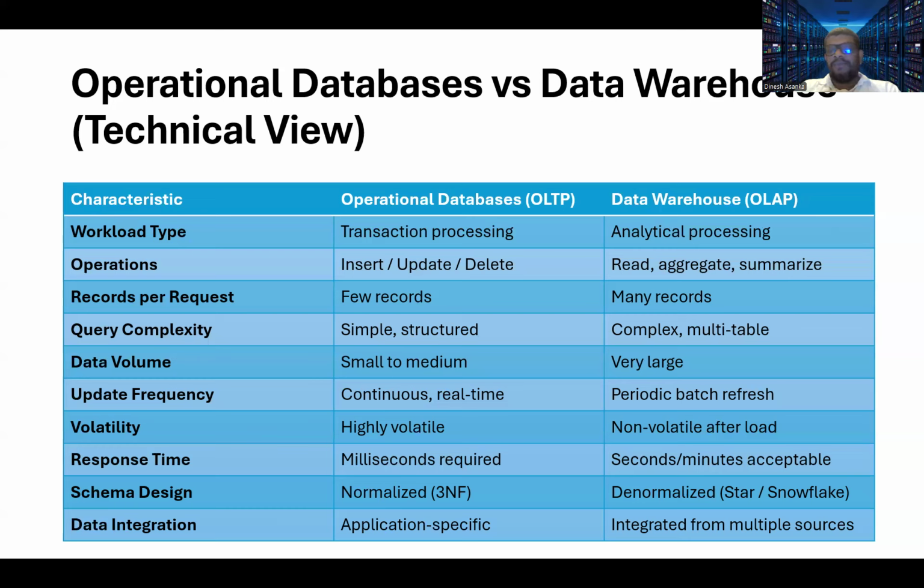So therefore, it's highly volatile. Changes are happening almost constantly. Sometimes you reverse the orders or cancel the orders in the operational systems. You issue a bill, and later you add a discount. But in a data warehouse, it's non-volatile. Once it's loaded into the data warehouse, data is static.